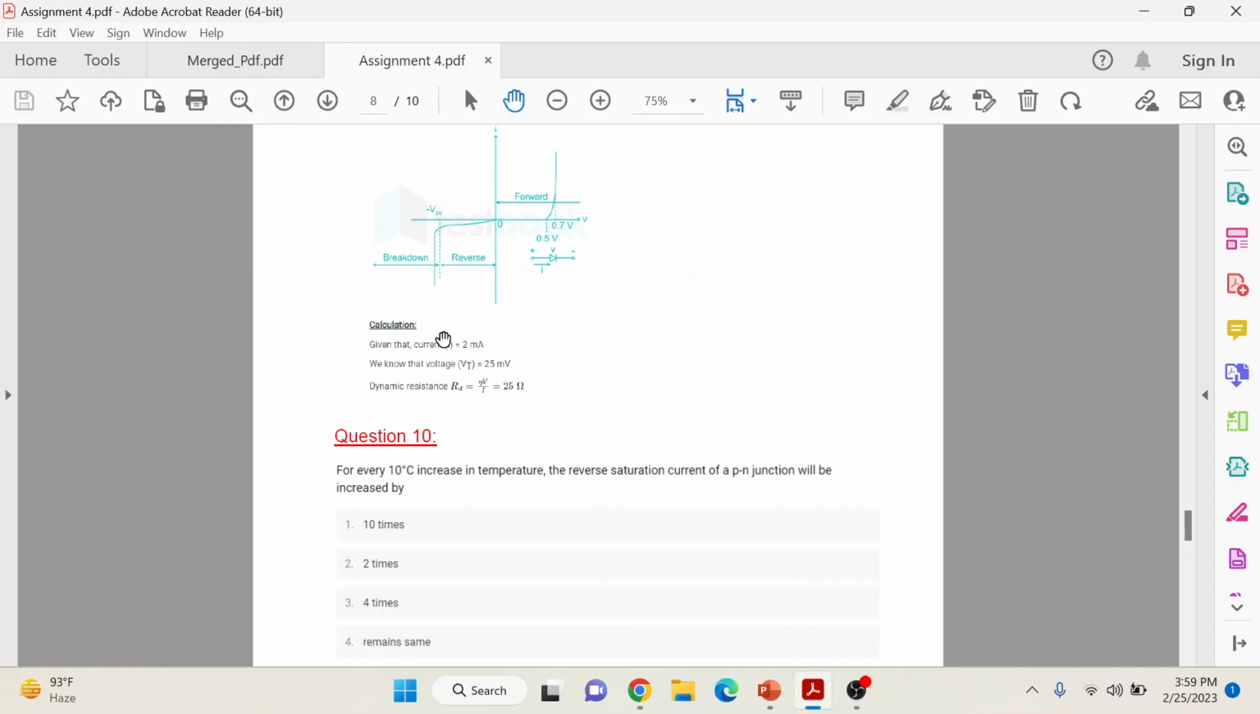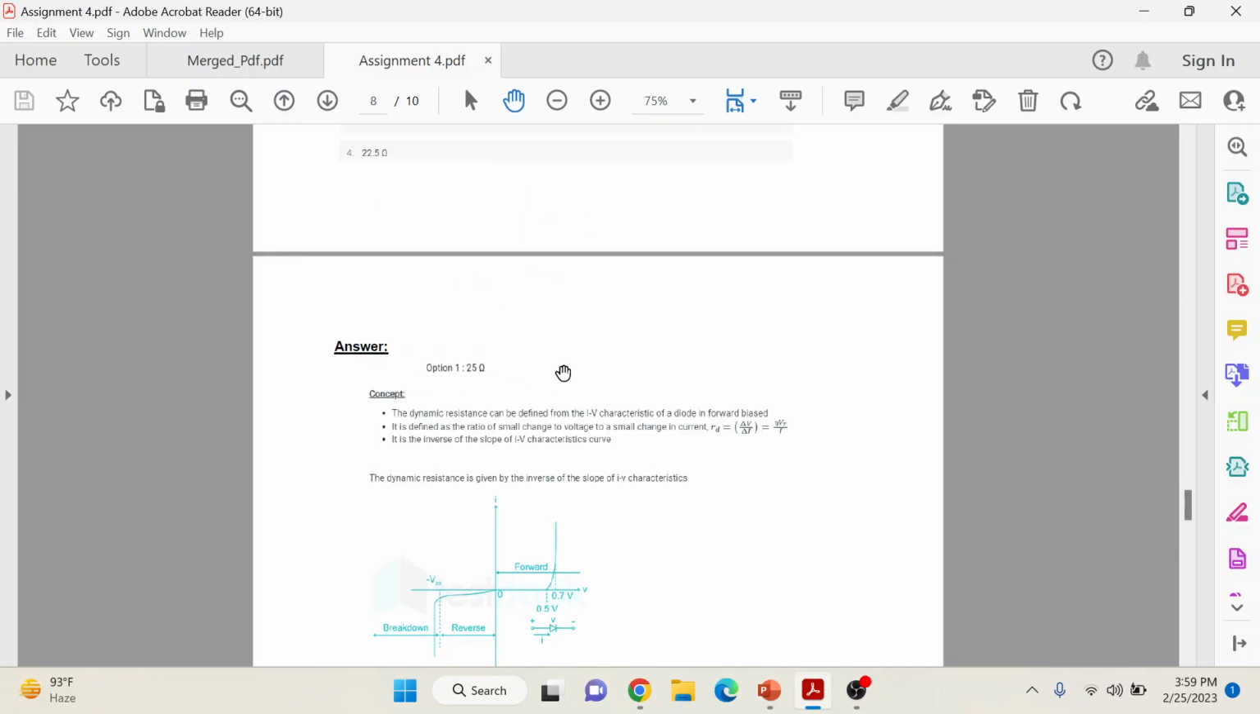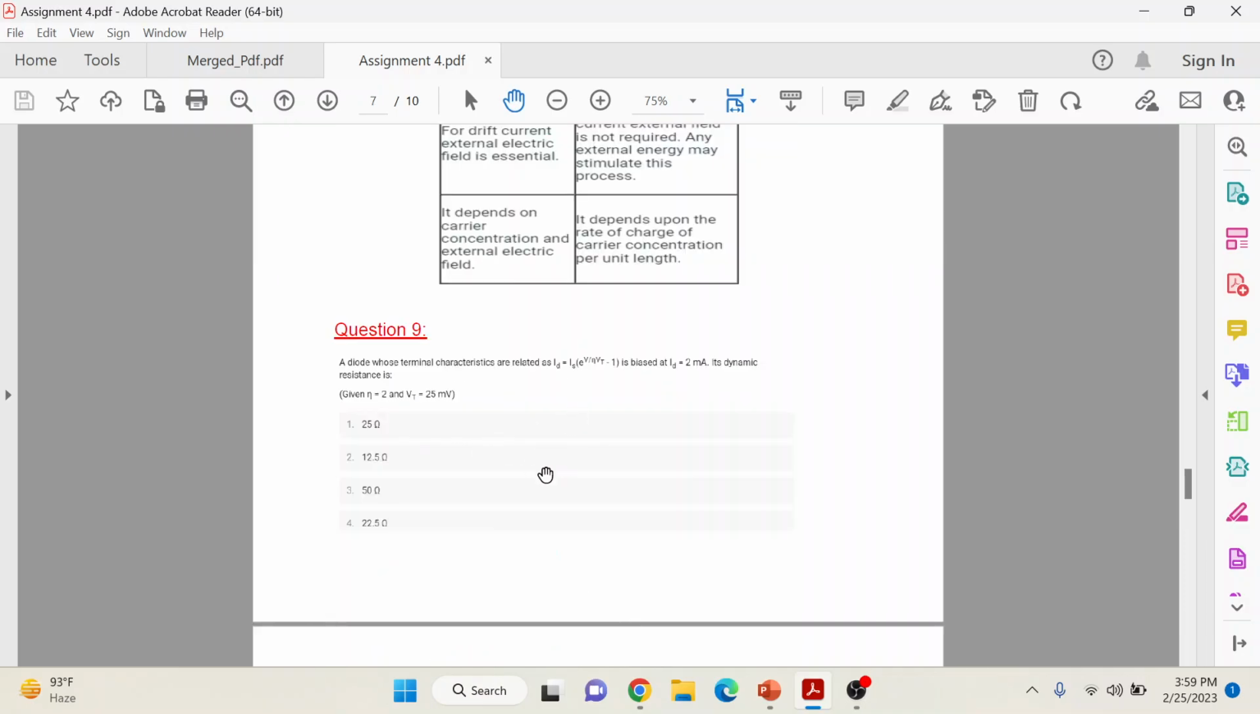So let's see. Given that I is 2 milliampere and we know that the voltage is 25, RD is equal to eta V over I. If you put in the value, then I think you will get 25 ohm.